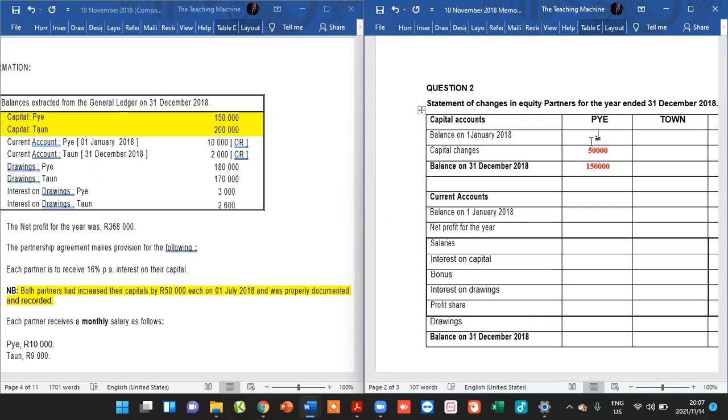What is the balance at the beginning, students? If they say to you, your balance at the end is 150,000, and during the month you added 50,000, what is the balance at the beginning? Anyone? Okay. Thank you very much, John. It's 100,000. What about this partner? What is the balance at the beginning?